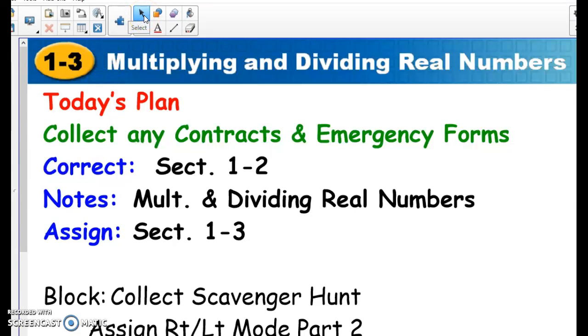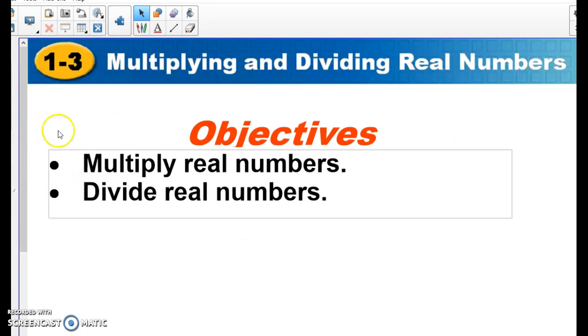This should be a pretty quick lesson. Multiplying and dividing real numbers is a lot simpler than adding and subtracting real numbers. Okay, so our objectives are to multiply and divide real numbers.